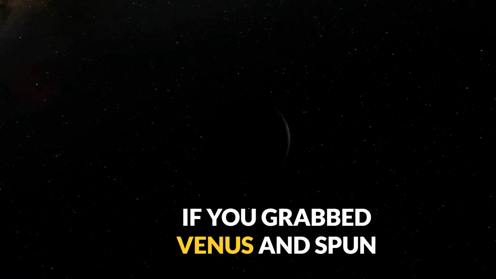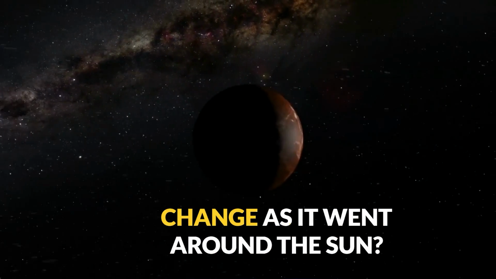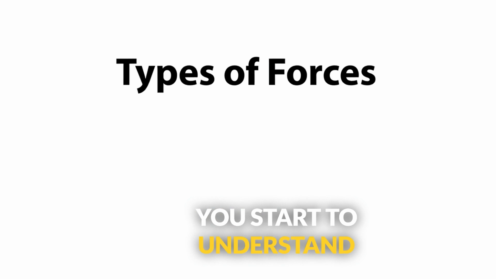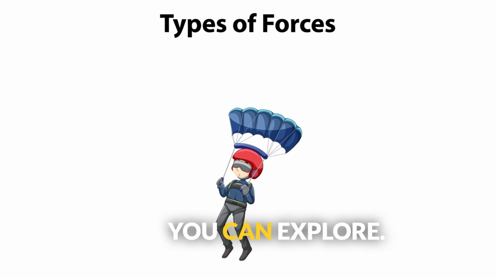If you grabbed Venus and spun it faster like a basketball on your finger, how would its orbit change as it went around the sun? By creating these scenarios, you start to understand gravitational forces not as equations, but as real interactions you can explore.